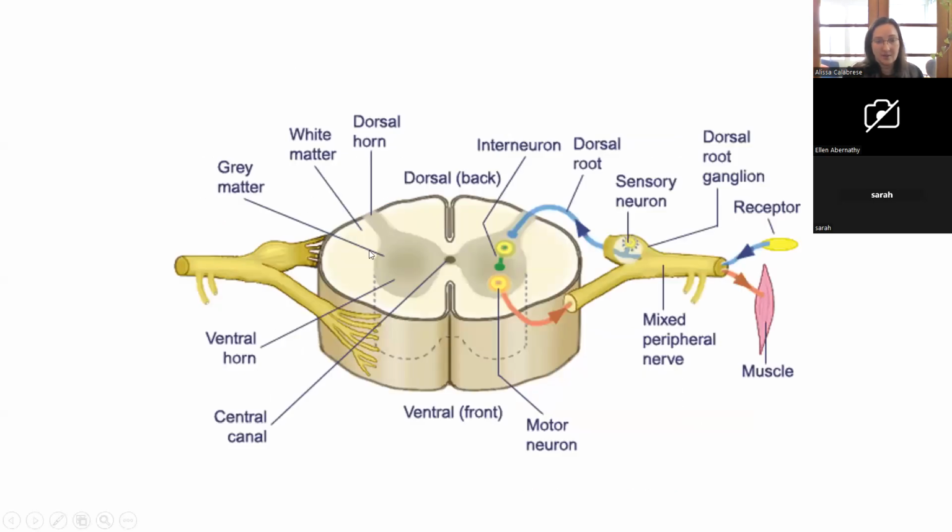Here you can see a cross section of the spinal cord, and you can see the nerves that are entering the spinal cord, and they always enter from the back. These dorsal roots are sensory, and then the motor efferents are going out the anterior side of the spinal cord, and those are going to your muscles to respond to whatever signal was received.